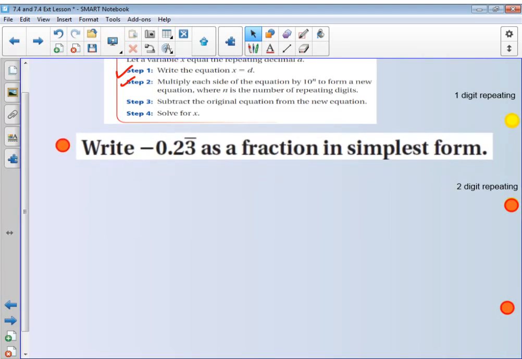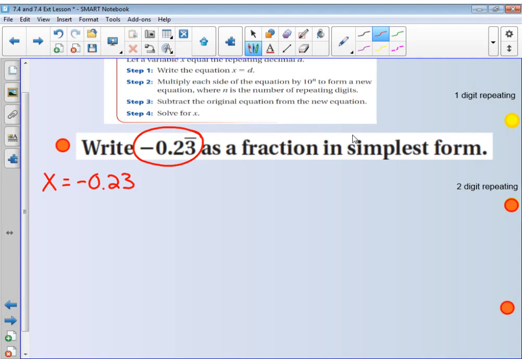Okay, so this time we've got a negative. Really the only thing that's going to change is when we get into that subtraction part, we have to remember that it was a negative, so we're going to be subtracting a negative. Okay, so our first step is to write out our original equation, and I'm just going to leave it off to the side here: x equals negative 0.23 repeating. Okay, so our second step is to multiply each side by 10 to the exponent of how many numbers we have repeating. Well, we do have 2 digits, but there's only one of them repeating.